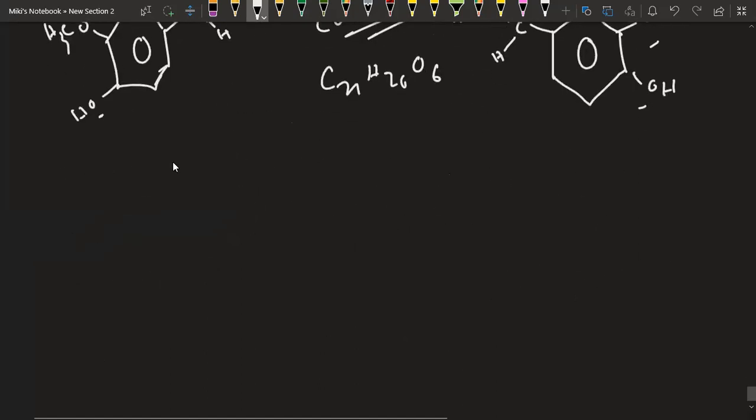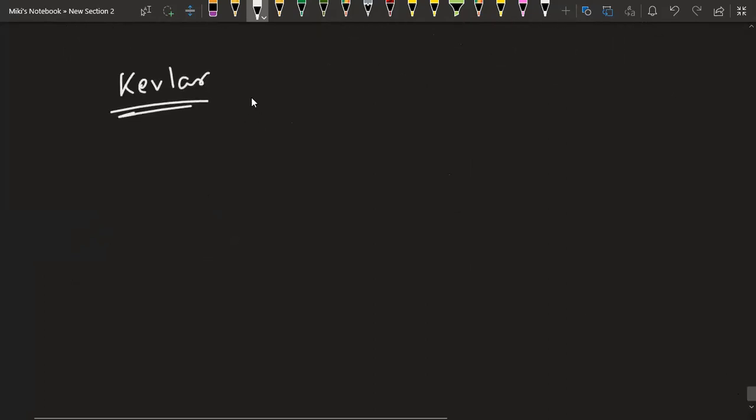So we're going to learn our next part, which is about a molecule known as Kevlar. We're going to know about this molecule. So Kevlar, what are they? Kevlars are actually polyamides. They're polyamides which are actually tough. Or you can say these are tough polyamides.